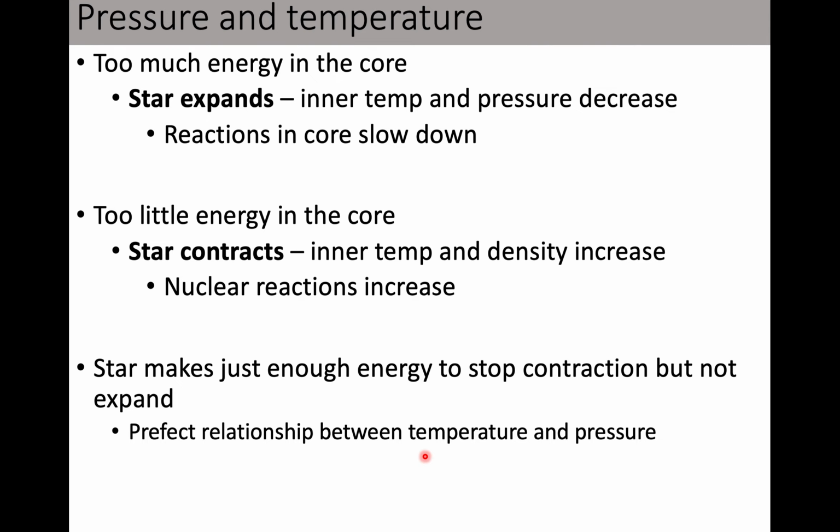The temperature inside and the density inside will increase, and the reactions will increase as the star contracts, to the point where the gravity balances with the star inside. A star makes just enough energy to stop the contraction but not expand. A star tries to find that perfect relationship between the temperature and the pressure to the point where the star will be stable.